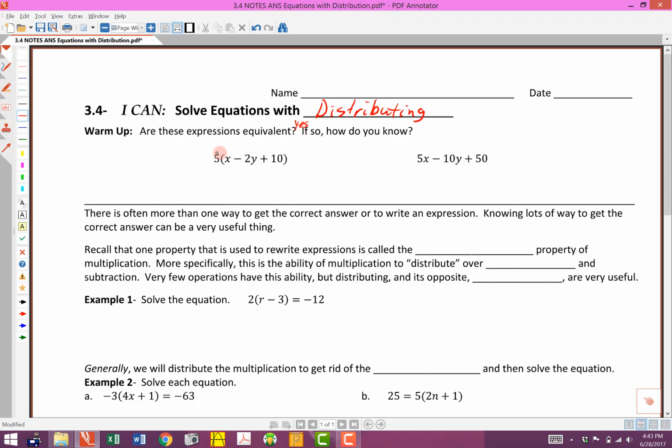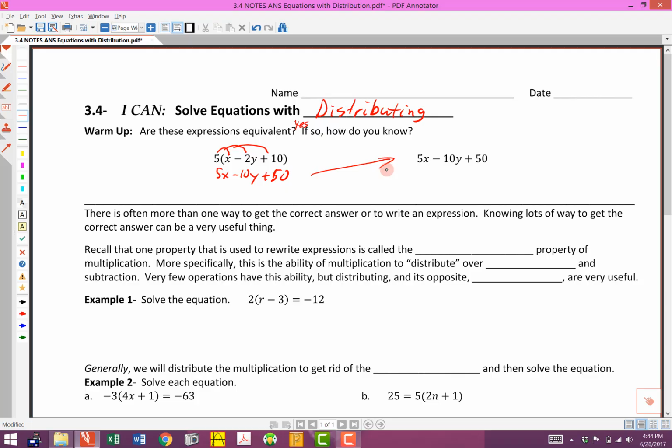One thing that we could do is we could use the distributive property like we talked about in the I can statement. So if we distribute through, this gets its turn being multiplied by every term inside. So this is 5 times x, which is 5x, 5 times negative 2y, which is negative 10y, and 5 times 10, which is positive 50. So those look the same.